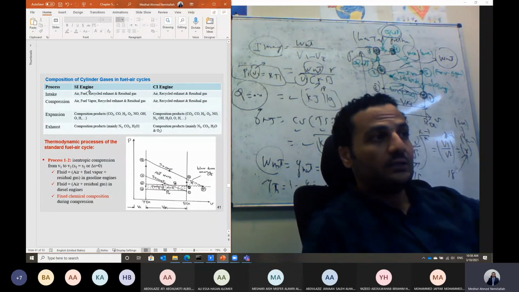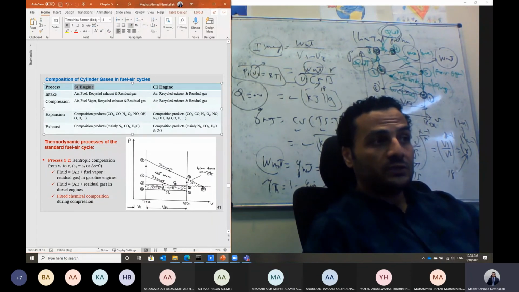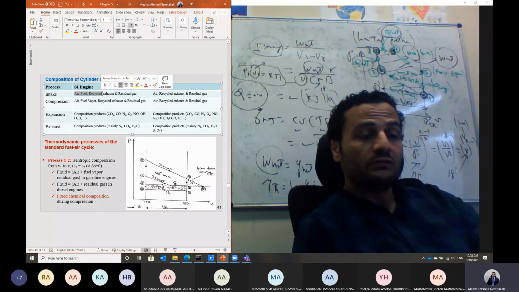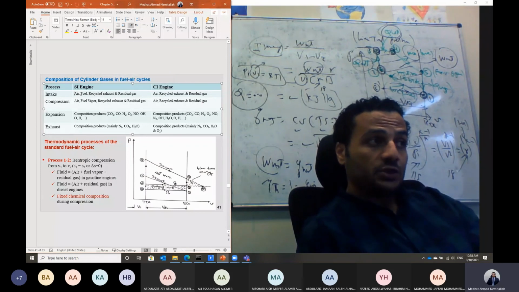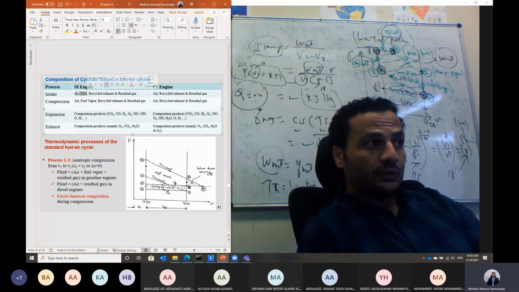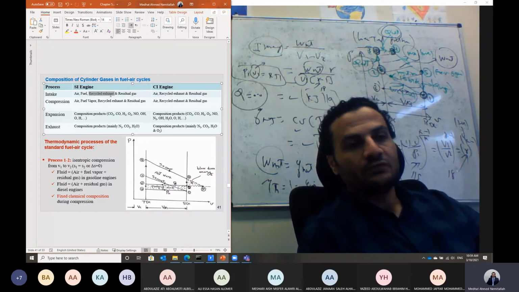If you look at this cycle, in the case of the gasoline engine and the compression ignition engine, during the intake process, because we have considered the intake and the exhaust valve, the charge to the engine will be air plus fuel. In the case of the gasoline engine, we should have air plus fuel, plus some residual gases that are remaining from the previous cycle.